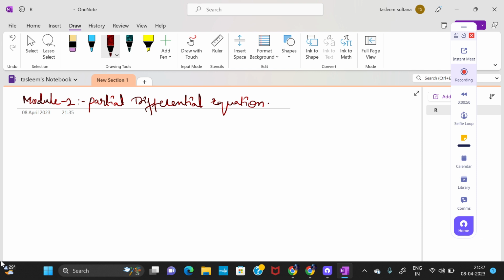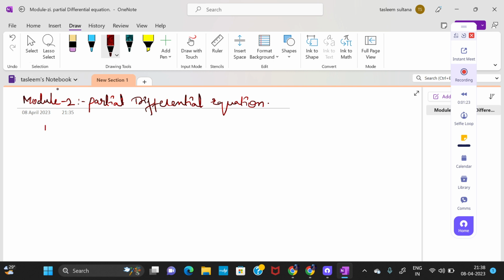An equation involving one dependent variable and more than one independent variable is known as a partial differential equation, and it will be denoted by dou z by dou x, dou z by dou y. And what is p over here? Your definition.